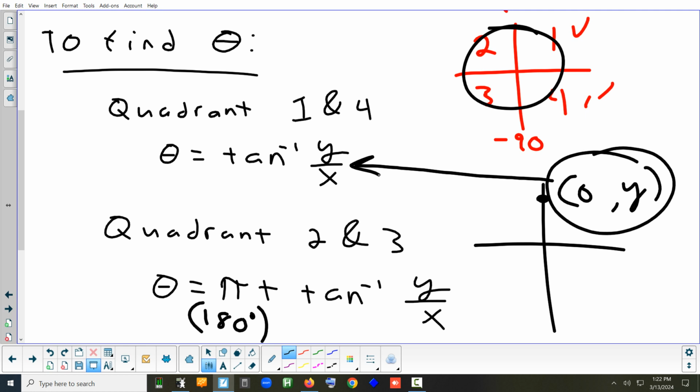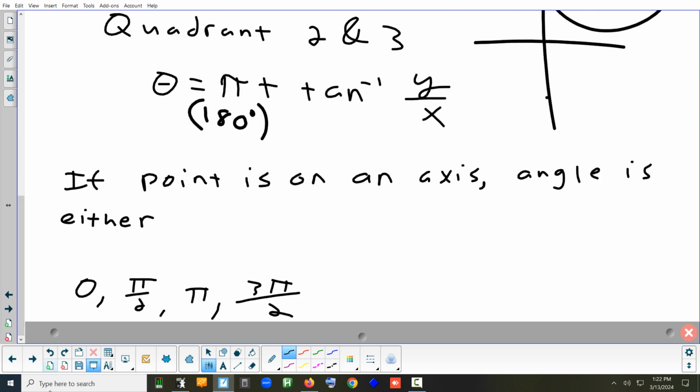Right, you can't divide by 0. So these formulas don't work if you have a point that's on an axis like that. So when you are on an axis, you have to memorize the answer. Okay? So on an axis, your answer is either 0, 90, 180, or 270. And you know you're on an axis if your coordinate has a 0. 0 comma something, something comma 0.